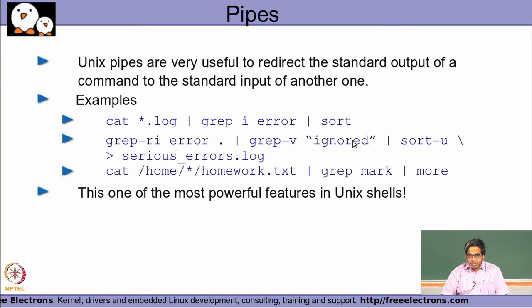So, -v, we also saw, stands for the reverse behavior of grep, wherein the pattern that is given should not be present in the lines that I am selecting for displaying here. So, this will display all the lines which do not have the pattern called ignored, and that will be piped into the sort -u option, which will give me all the unique lines in that output, and the entire thing will then be redirected into a file called serious_errors.log. Now, this particular character, the backslash in Unix, is what is called an escape character.